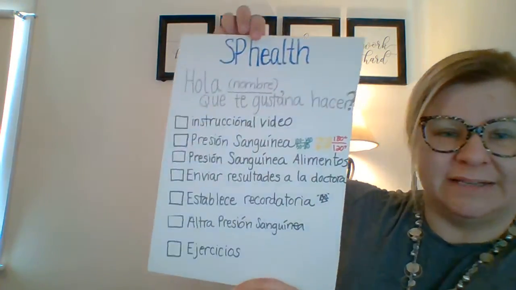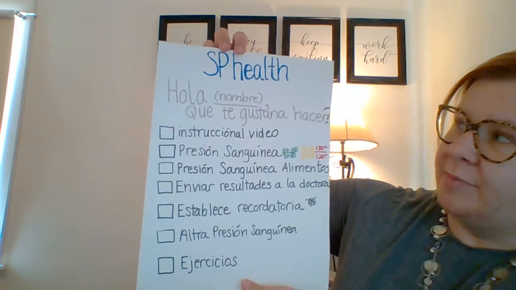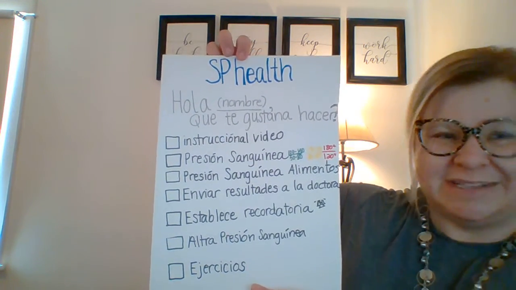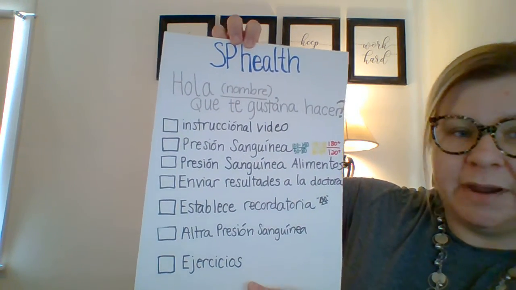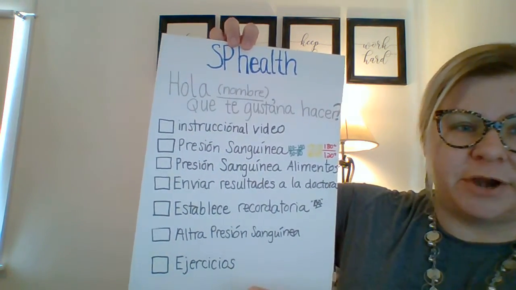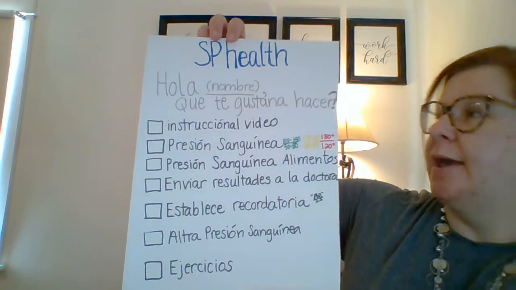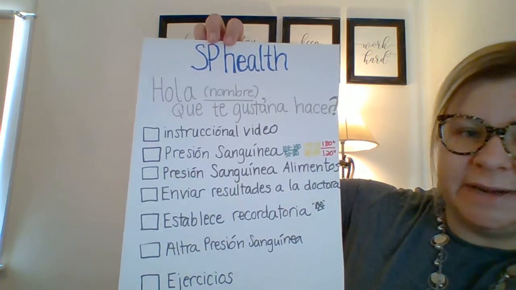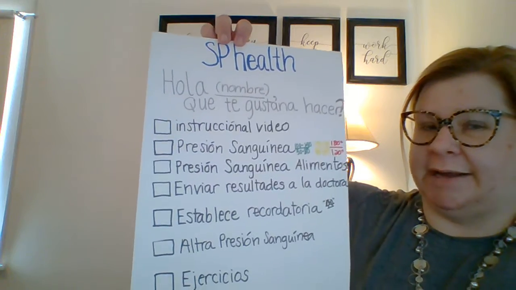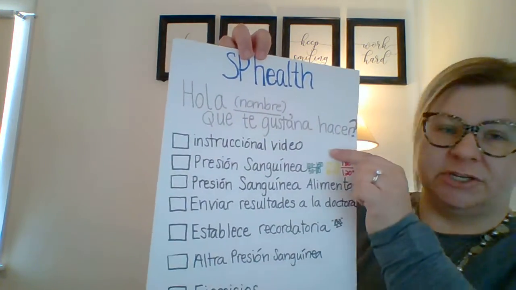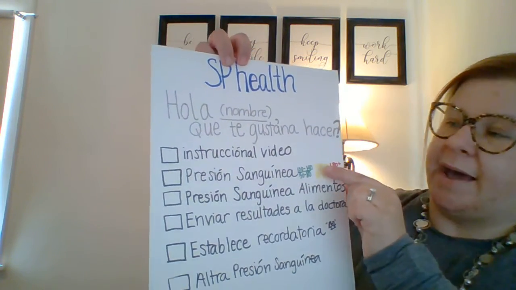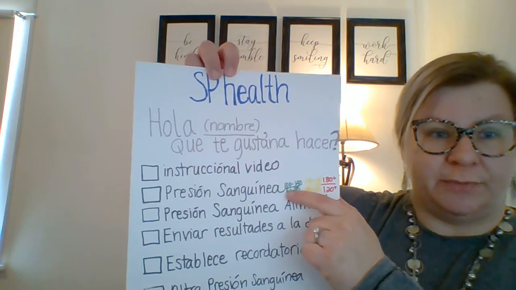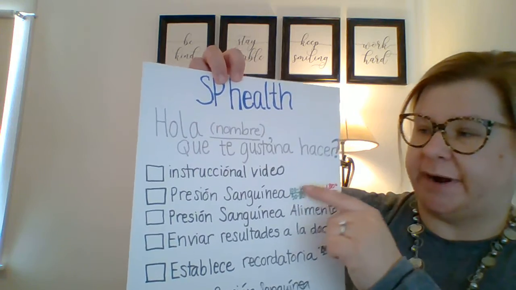Once they do that, this screen would pop up. It says SP Health at the top, which stands for Spanish Health. And then it says Hola, and they'll put their name in there. The app would automatically generate their name in there after they've registered. Hello, what would you like to do? And then there's a list here. We've got an instructional video for the blood pressure cuff. We have blood pressure. They push blood pressure and they can input their blood pressure.